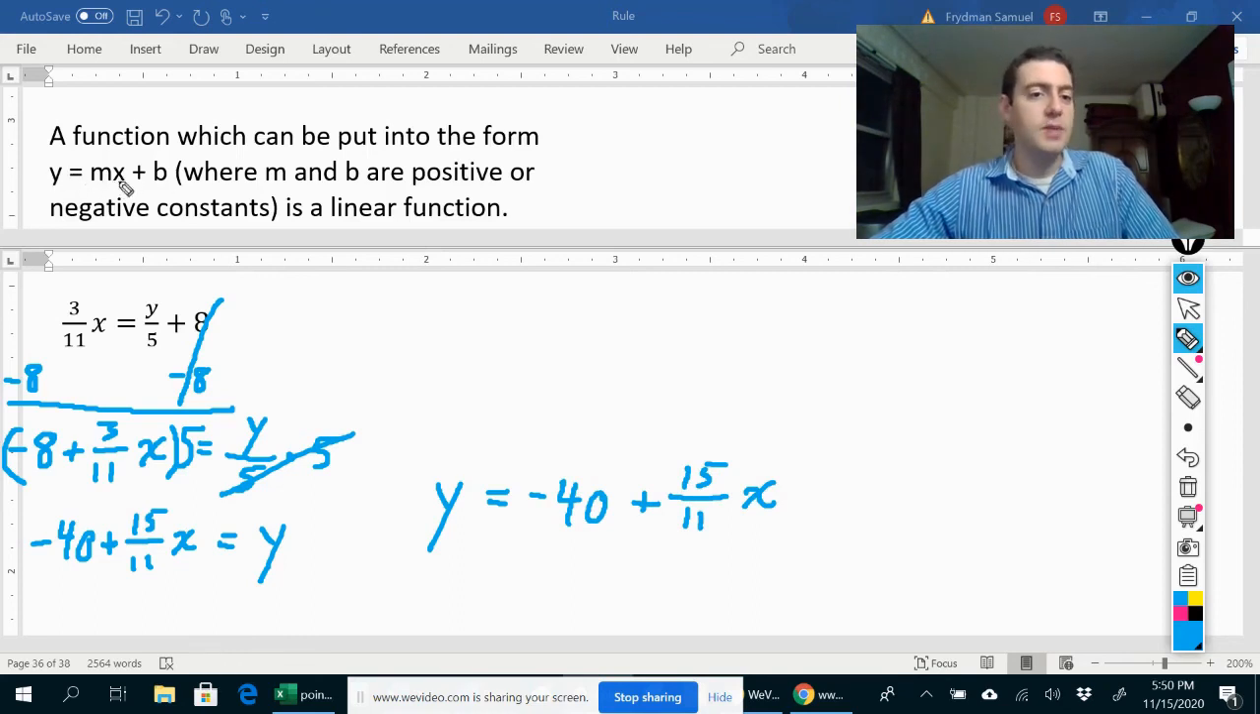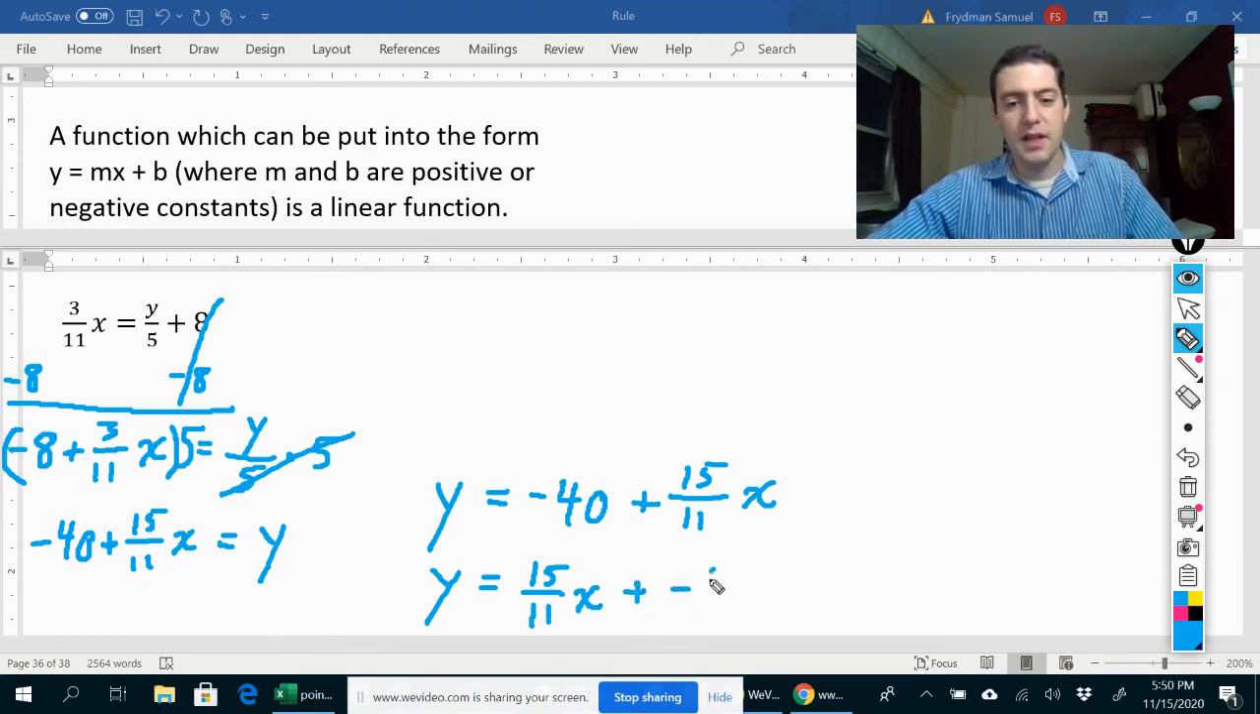But if you want it looking exactly like it is here, just because the x term is first here, we could do that over here also. It really doesn't matter, but just to make it look exactly like this, since this is addition, the commutative property says I can flip these two around. So this is the same as 15/11 x plus negative 40. Let's just write it that way, plus negative 40.